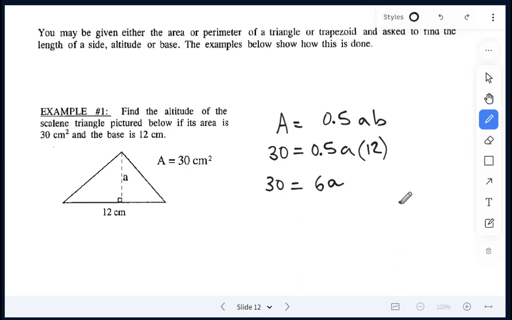So it looks like a type 1 equation now. We're just solving for A, so we're just going to divide by 6 on both sides, and that'll give me our answer for A. So 30 divided by 6, which is 5 centimeters, is equal to A. All right, so there's our answer for altitude. Our altitude is 5 centimeters.